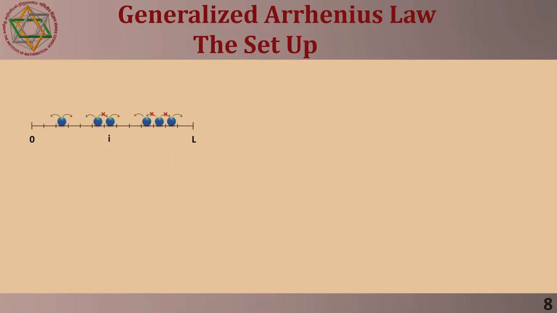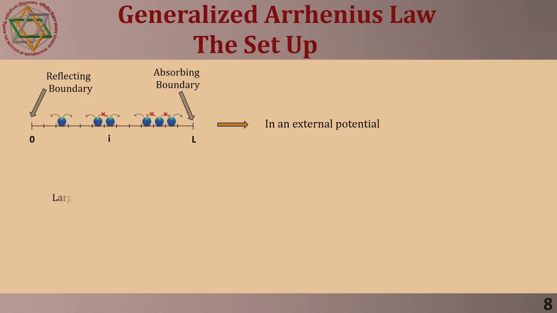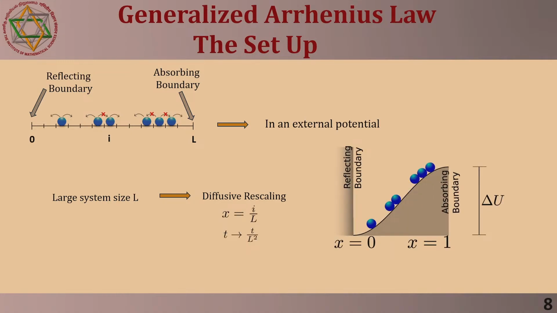And this is the setup that we used for the generalized Arrhenius law. Basically, we have a lattice system of size capital L, and we invoke a reflecting boundary at the initial site and put an absorbing boundary at the last site, and we put everything in an external potential. We finally take the system size to be large, and since our system is diffusive, one can do diffusive rescaling, and the whole system with external potential will look like this, where now I have a reflecting boundary at x equal to 0 and an absorbing boundary at x equal to 1.